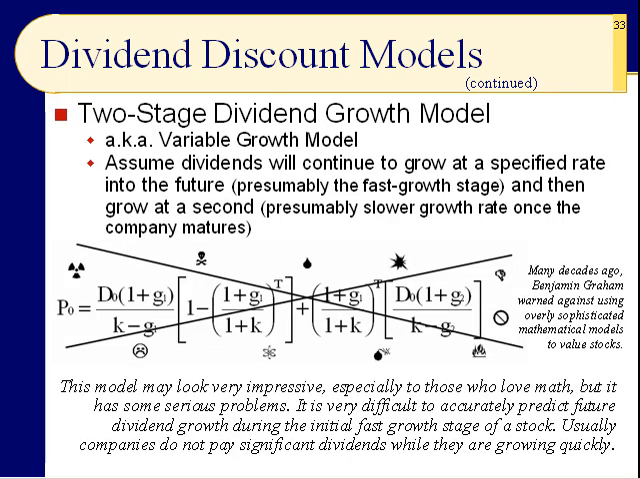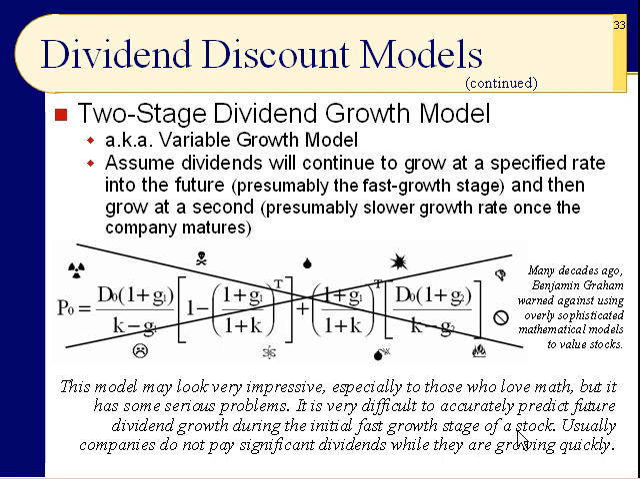Slide number 33. The two-stage dividend growth model, which is also called the variable growth model, which assumes dividends will continue to grow at a specified rate into the future, presumably the fast growth stage, and then grow at a second, presumably slower growth stage once the company matures. It's basically the model we just looked at with more terms added. They're getting more and more impressive. I guess you can impress your friends and family by showing them these models and then tell them you don't use them. It may look impressive, especially to those of us who love math. My undergraduate degree was math. But it has some serious problems.